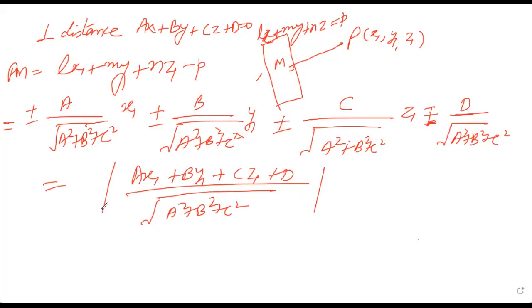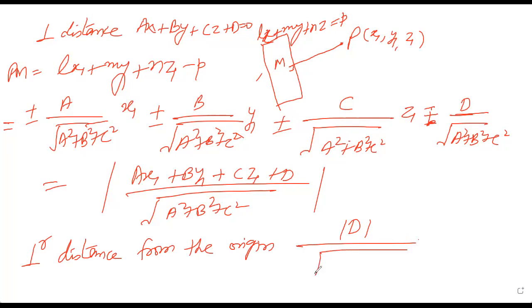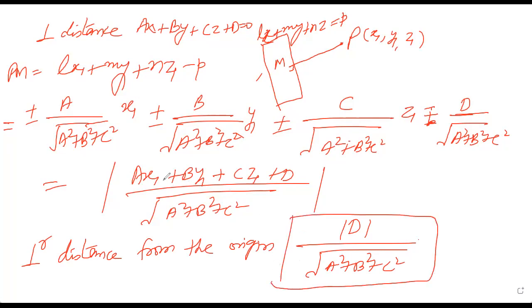And now if the point is the origin, if you want to find the perpendicular distance from the origin, then it will become mod of d upon under root a square plus b square plus c square. This particular case will also come for you: if P is the origin, (0, 0, 0). Okay.